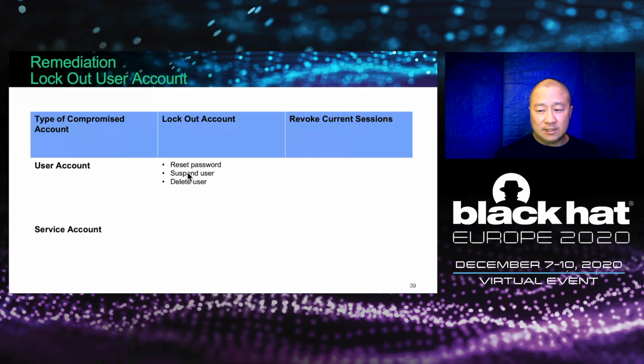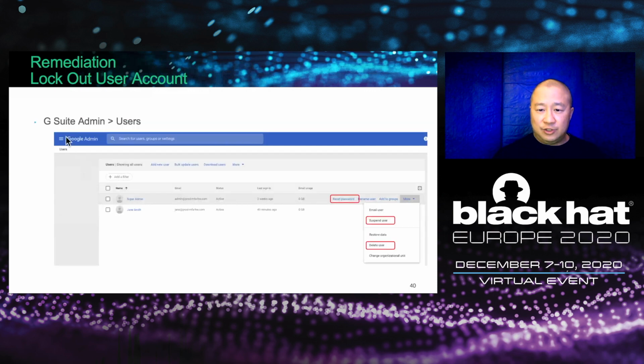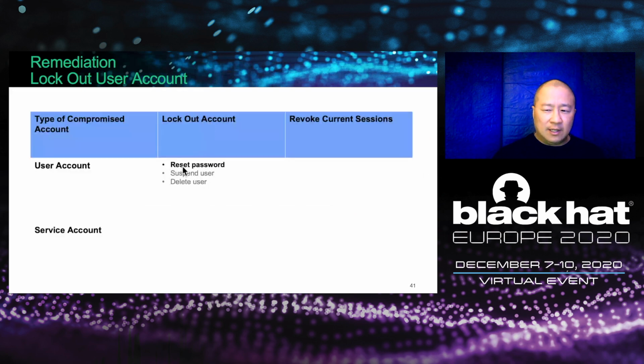Here are the 3 basic steps that most people are aware of for dealing with locking out account access for user accounts. In G Suite Admin, I'm highlighting that user account management is in the G Suite side. You can find those options, and they're also available in the APIs for G Suite Admin. And so the bottom line is they all work. Let's suggest that the lowest impact, which is reset password, is our suggested remediation option. Nothing wrong with that.